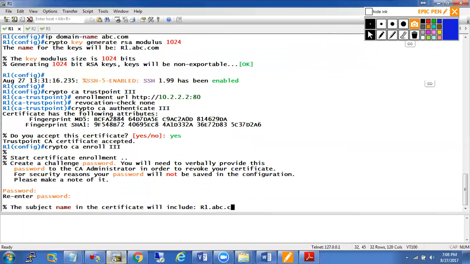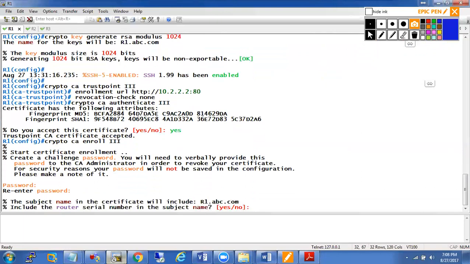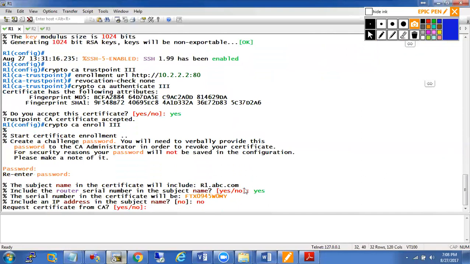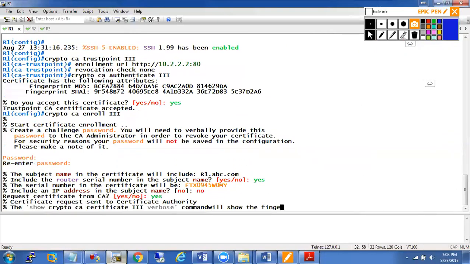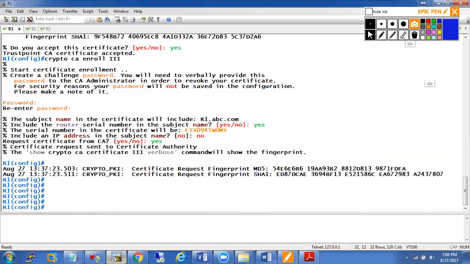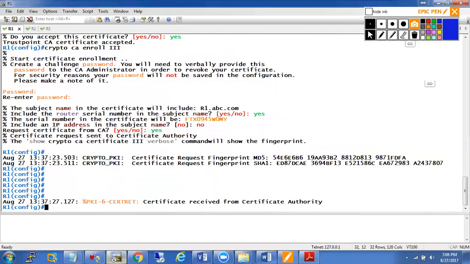Cisco 123. It says in your request, do you want to send the router a serial number? I'll say yes. IP address, nah, not really. Request a certificate from the CS server. At this point, I'm going to send the certificate request to the CS server. This is sending it. And because I have grant auto, it will automatically generate and send me a certificate. And now I have a certificate. This is the ID certificate that I've got.